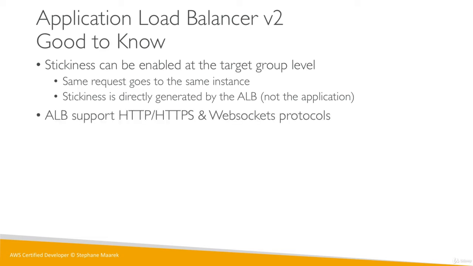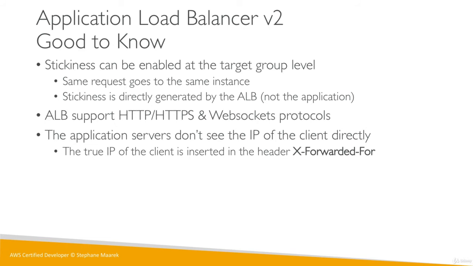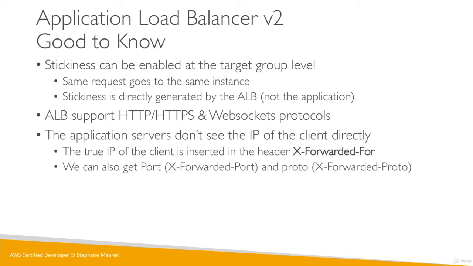ALB supports three things. It supports HTTP, HTTPS, and WebSockets protocol. And the application servers don't see the IP of the client directly. So that's a very, very common and popular question at the exam as well. Basically, the true IP of the client is inserted in one header called X-Forwarded-For. And if you want to still get the port, you can get X-Forwarded-Port and X-Forwarded-Proto.